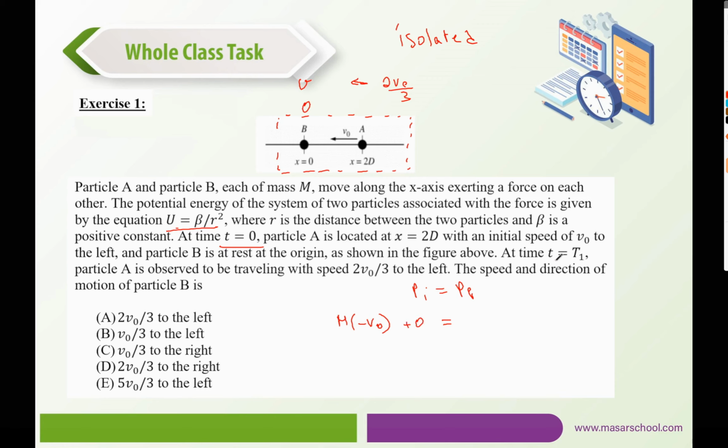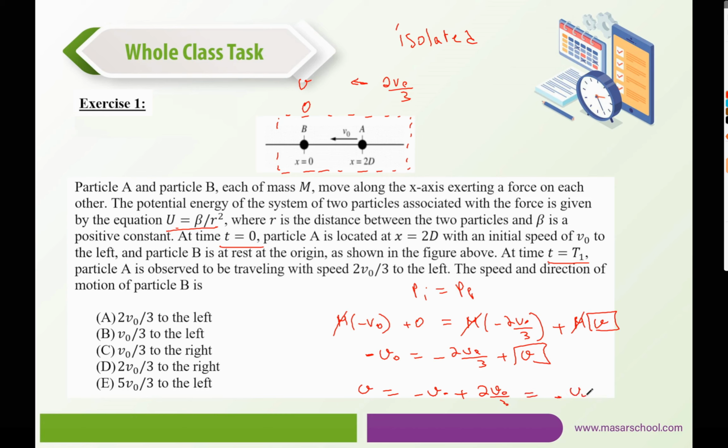After a certain time interval, t is equal to t1, A is moving to the left with the speed minus 2v0 divided by 3, and particle B is moving with the velocity v to be determined. Now mass cancels with mass cancels with mass, then minus v0 is equal to minus 2v0 divided by 3 plus v, then v in this case would be given by minus v0 plus 2v0 divided by 3, which is minus v0 divided by 3, which means that it's moving to the left with the speed of v0 divided by 3.